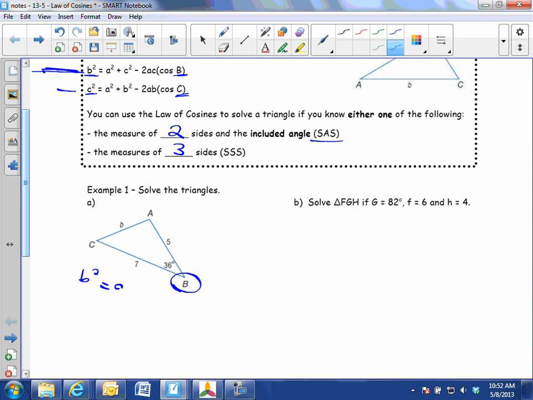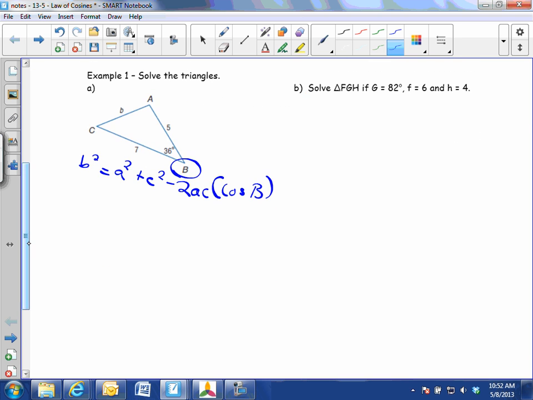So I'm going to have b squared equals a squared plus c squared minus 2ac times the cosine of b. So we're going to fill in what we know. We don't know what b squared is. a squared is going to be 7 squared, which is 49, plus c squared, which is 5 squared, which is 25. I have to write this out: it's actually 7 squared plus 5 squared minus 2 times 5 times 7 times the cosine of 36.